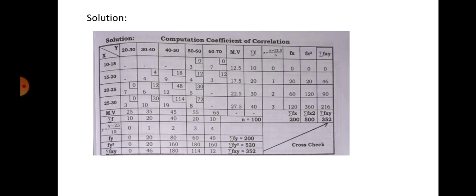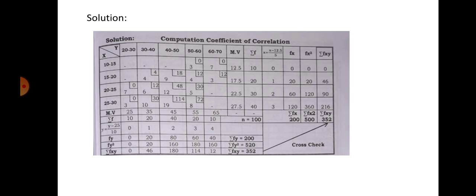You have to now calculate fx. f into x: I am multiplying the adjacent columns. 10 into 0 is 0. 20 into 1 is 20. 30 into 2 is 60. 40 into 3 is 120.